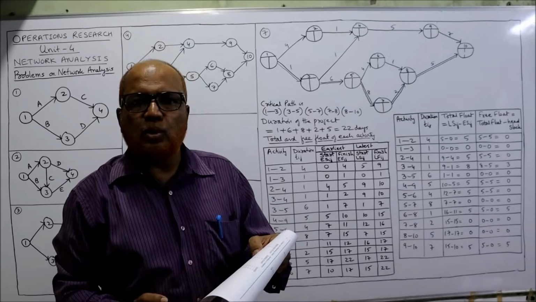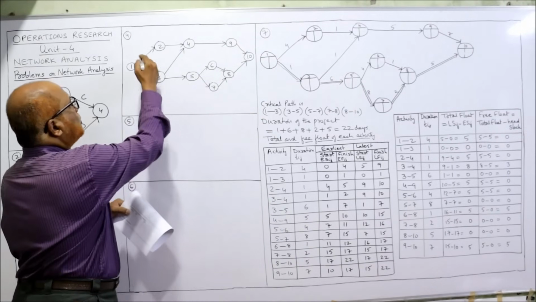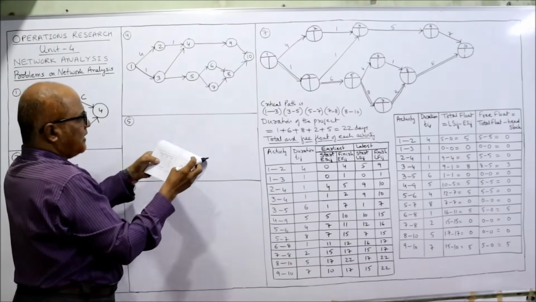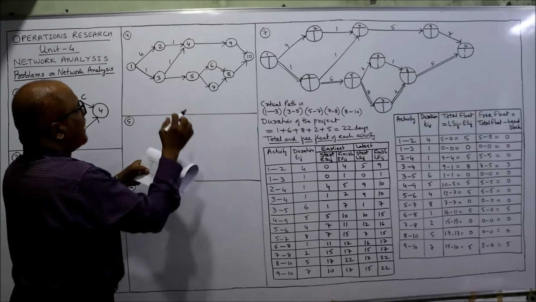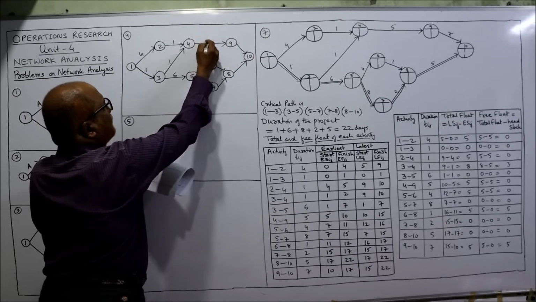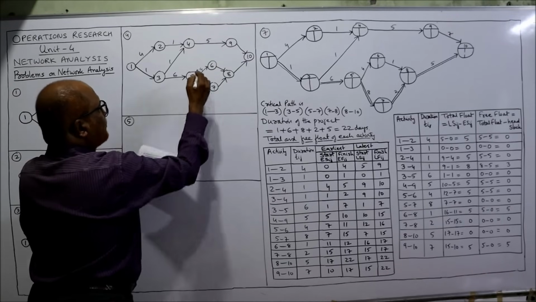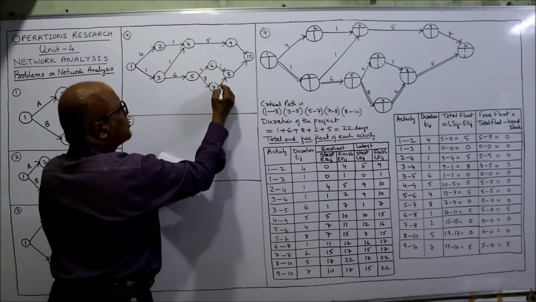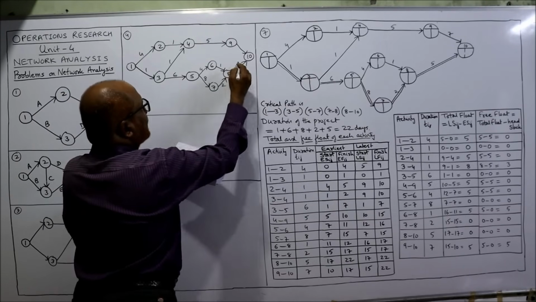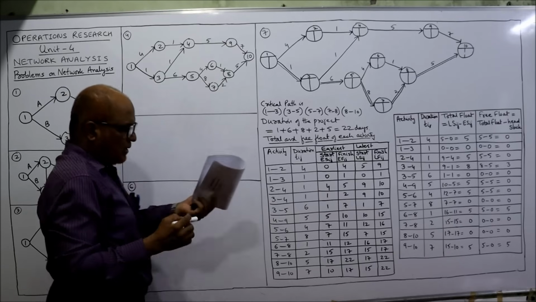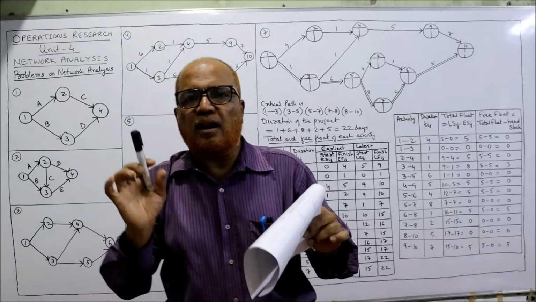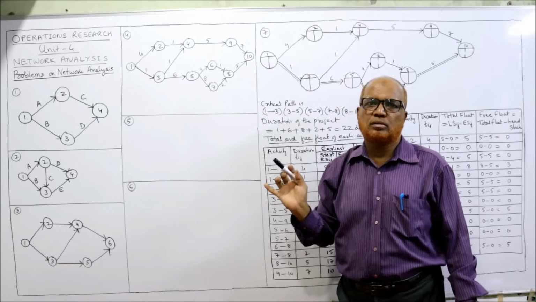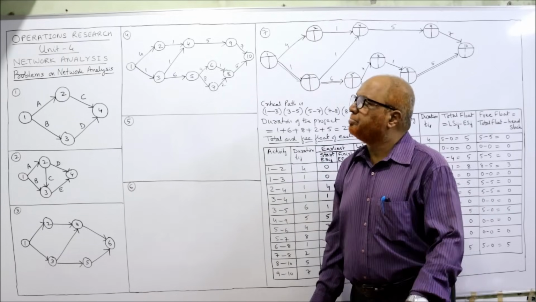The times are given. 1 to 2 activity, time is 4. 1 to 3, time 1. 2 to 4, 1. Then 3 to 4, 1. 3 to 5, 6. 4 to 9, 5. 5 to 6, 4. Then 5 to 7, 8. 6 to 8, 1. 7 to 8, 2. 8 to 10, 5. Last one 9 to 10, 7. The only thing is here time estimates are given. Write the time on the activity. That's all. This is the network diagram for problem number 4.